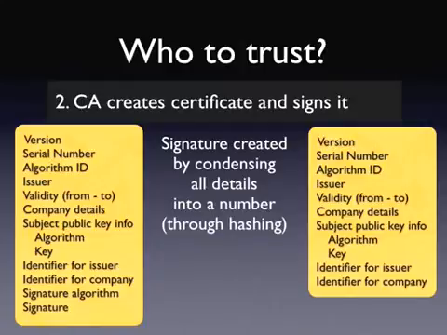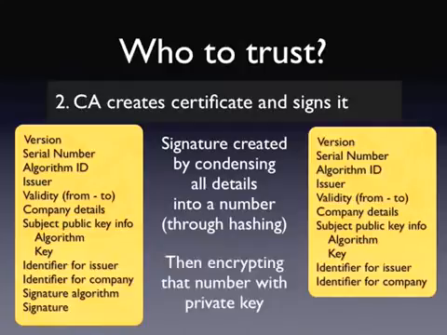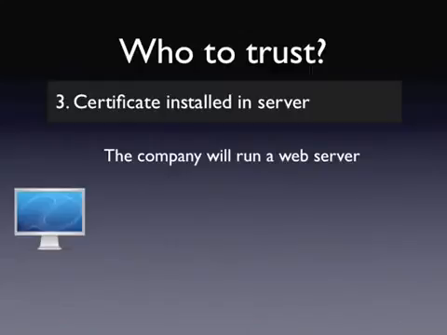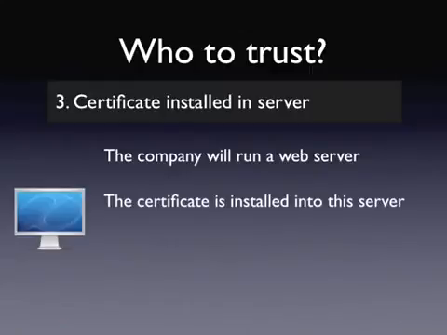Now the signature itself is created by condensing all the details in the certificate, apart from obviously the signature algorithm and the signature, into a number through a hash function. You can find out more information about hash functions by looking up, say, Wikipedia on MD5, which is a hash function. So all the information on the right will be condensed into one number, and then the certification authority encrypts that number with the private key. So anyone holding the public key can verify it's correct. There's the signature.